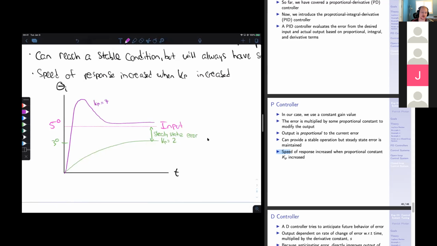So there we go. We have KP equal to 7. Here you'll see that the response was increased. It's going up really fast in our beginning portion, with not a lot of time. And then we reach our steady state value right here. So it reaches its steady state value before KP equal to 2. But again, we're always going to have some steady state error.